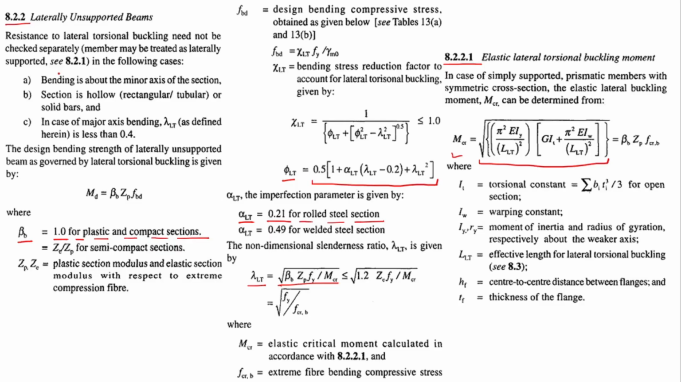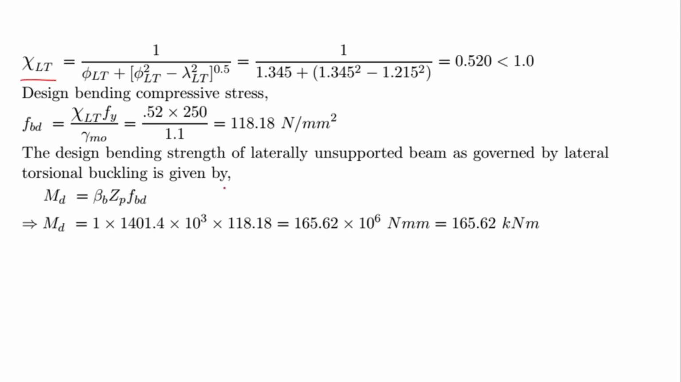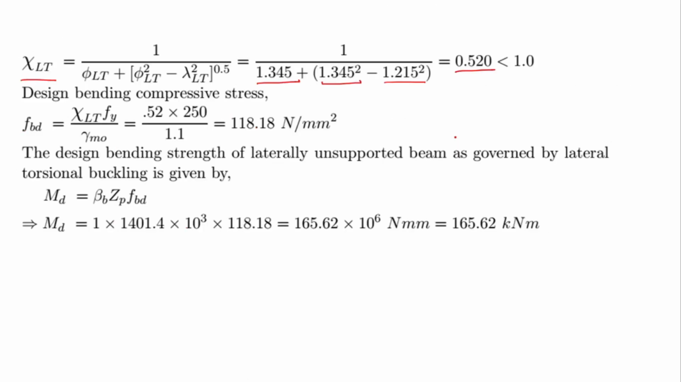For that also you have to follow the clause number 8.2.2 of IS 800. This is the expression. We shall put the values of phi LT, which is 1.345, and lambda LT as 1.215, and finally it is calculated as 0.520, and it should be less than or equal to 1.0. Hence the given condition in the IS code is satisfied.